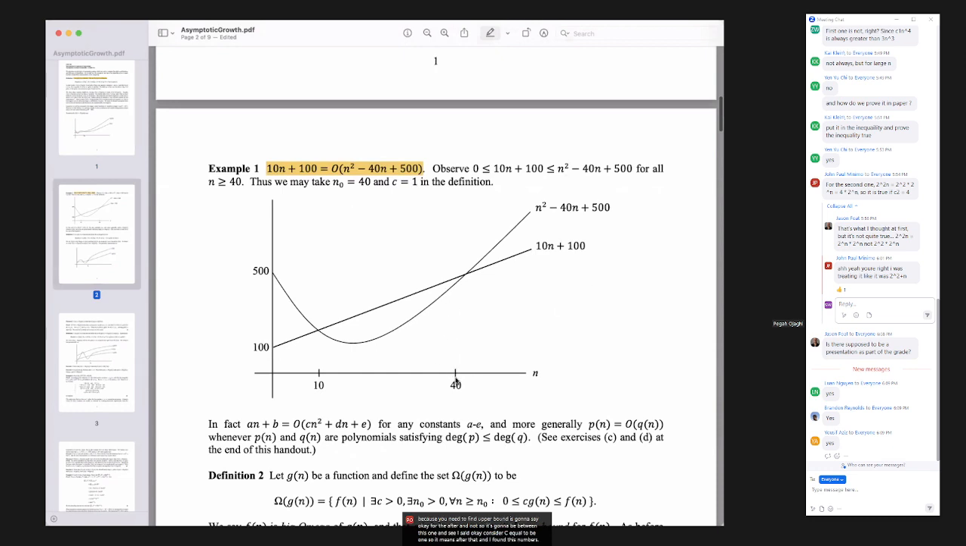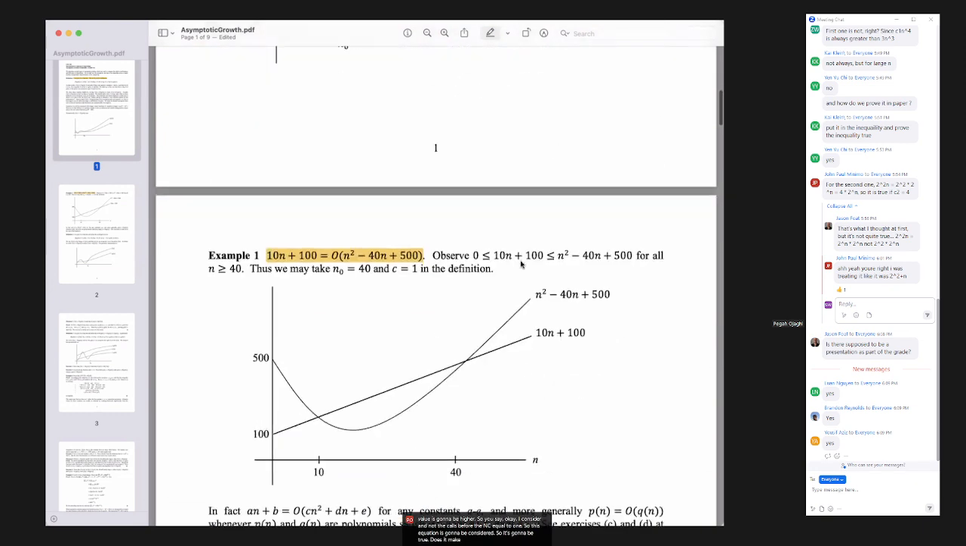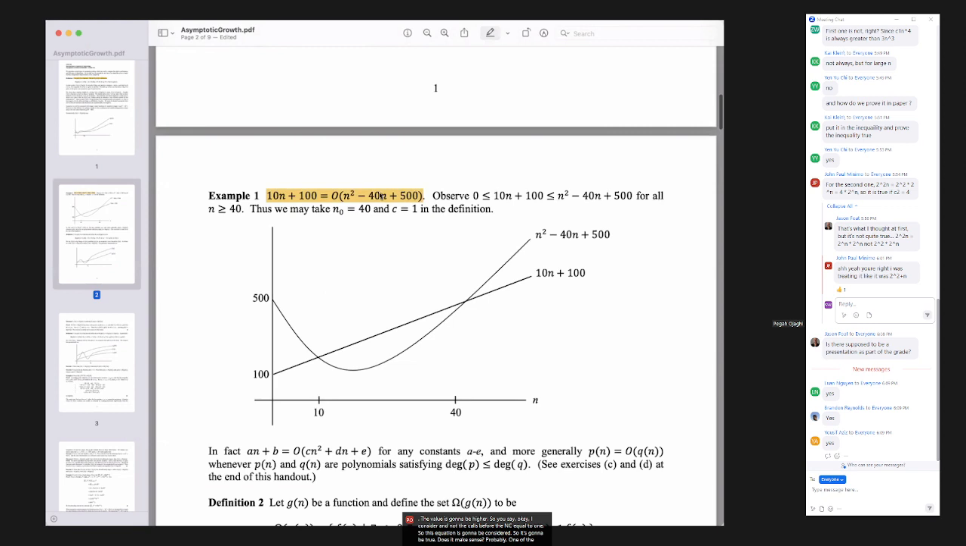It means after 40, so it's probably a bad plot, it's going to be here. After 40, you can see the value is going to be higher. So you say, okay, I consider n naught equal to 40 and C equal to 1. So this equation is going to be true. Does it make sense? One way to prove this is to plot them and consider C equal to 1 and n naught to be this value. So I show it's going to work, and it's done.